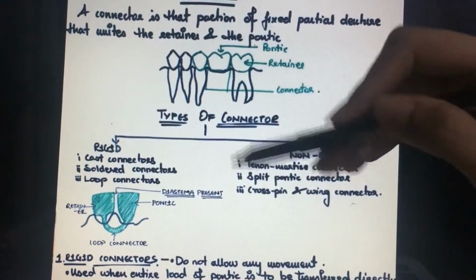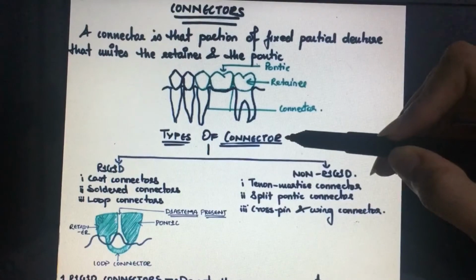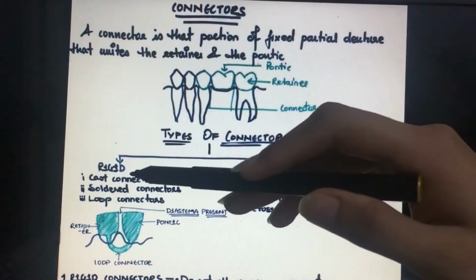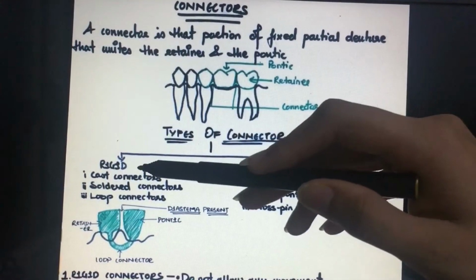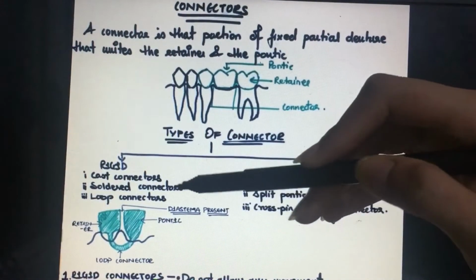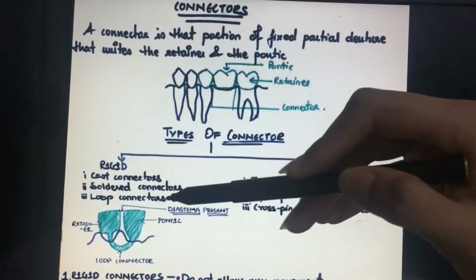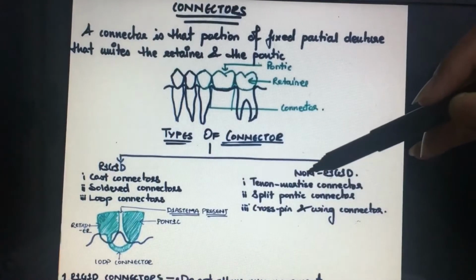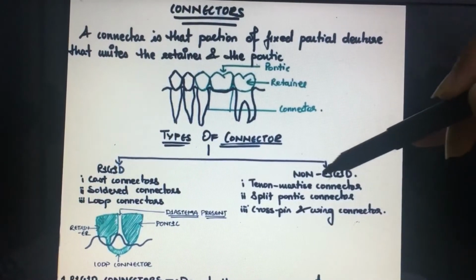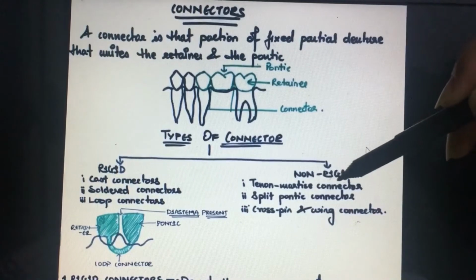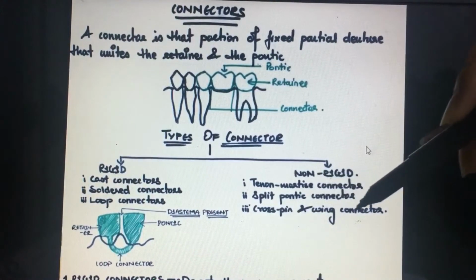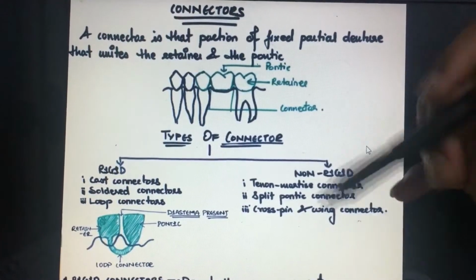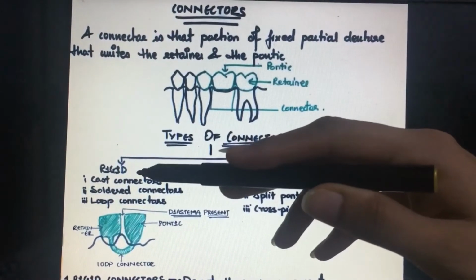So what are the types of connectors? Connectors can be further divided into rigid connectors and non-rigid connectors. In rigid connectors we have cast connectors, soldered connectors and loop connectors, whereas in non-rigid connectors we have tenon mortise connector, split pontic connector and cross pin and wing connector. So let's start with rigid connectors first.